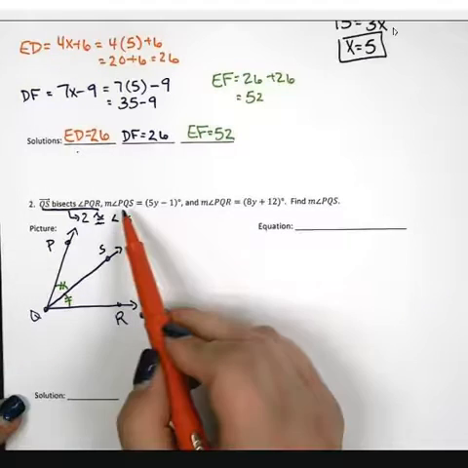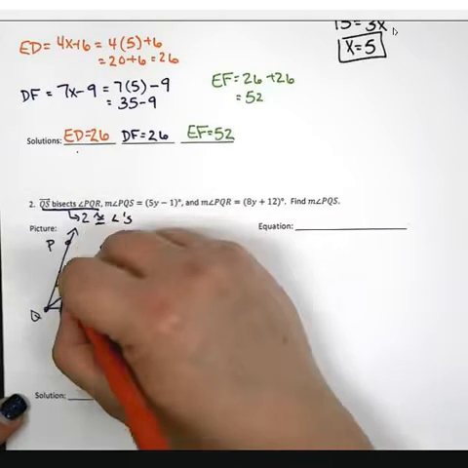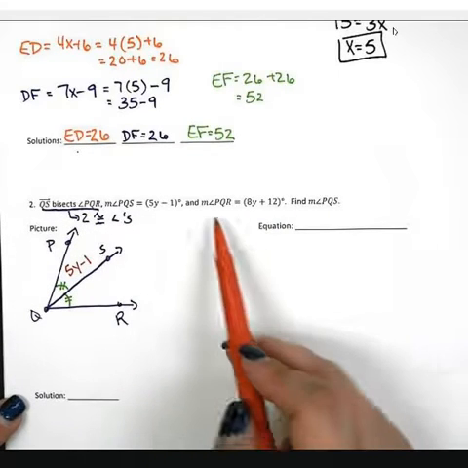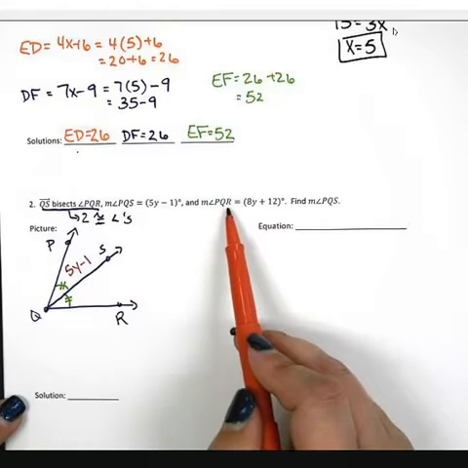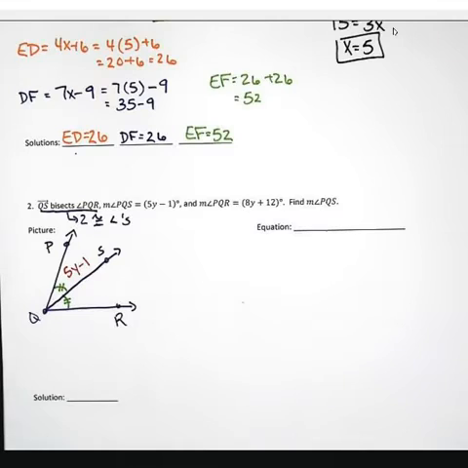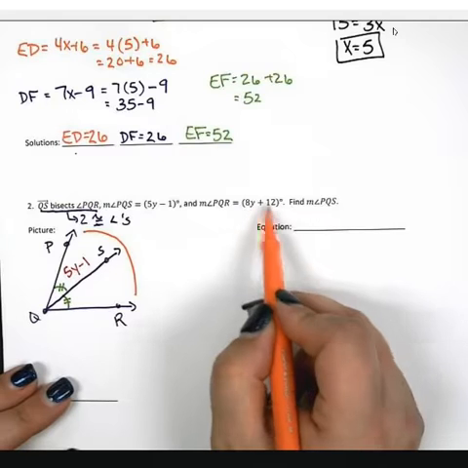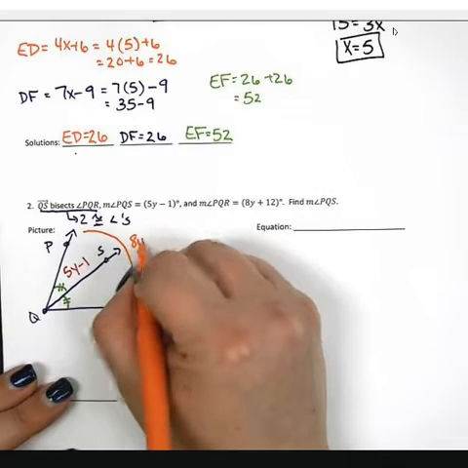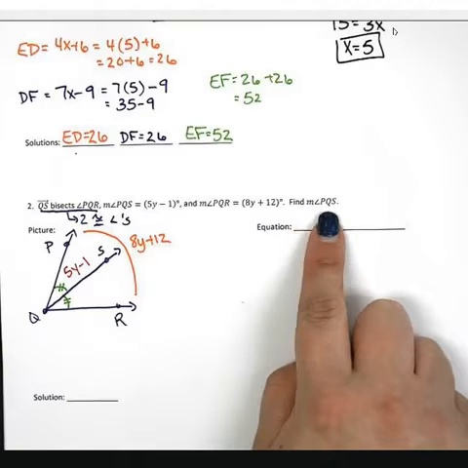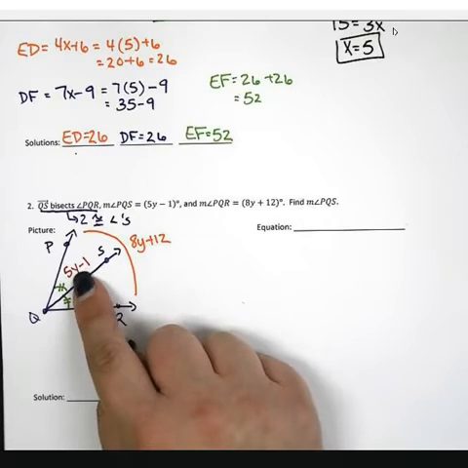We know that angle PQS, so PQS, that's this part, is 5y minus 1. And then we also know that the measure of angle PQR, so PQR, that's the whole thing, so the measure of angle PQR is 8y plus 12. We need to find the measure of angle PQS. All right, and y so that we can plug it back in and figure out what this angle is.